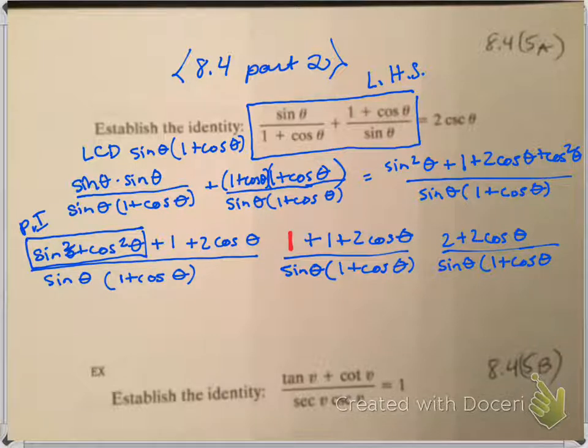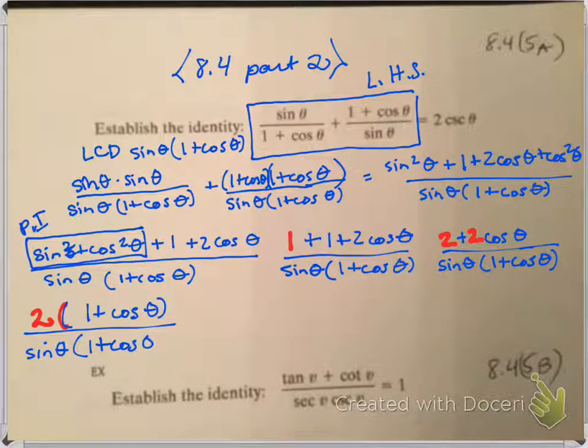Okay guys, I almost have something that I can cancel out the numerator with the denominator, but I just have to factor out the GCF. Do you see that there's a 2 in the first term and a 2 in the second term? If I factor the 2 out, I'm left with 1 plus cosine theta. And this is all over sine theta times 1 plus cosine theta. Okay, now I can cancel the binomials out. And I'm left with 2 over sine theta.